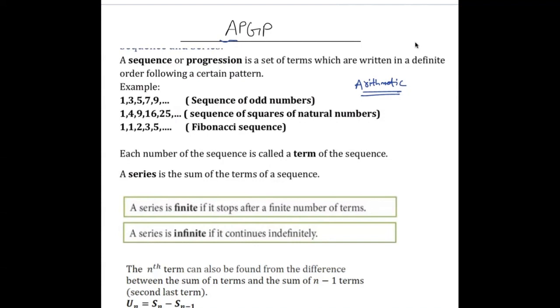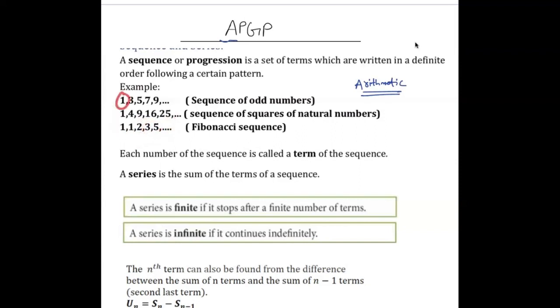Then 1, 1, 2, 3, 5, that is a Fibonacci sequence. Fibonacci sequence is a sequence in which the previous two terms add up to give you the next term. 1 plus 2 gives you 3. 3 plus 2 gives you 5. 5 plus 3 will give you 8. So that is a sequence. These are some of the examples of a sequence.